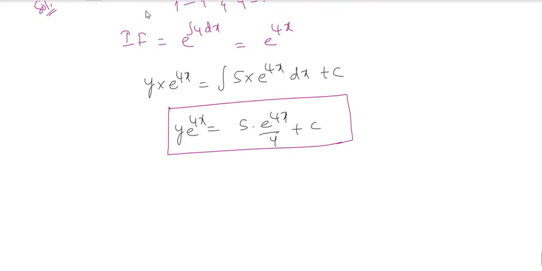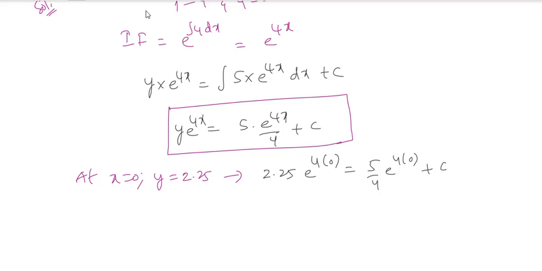And given the values, at x is equal to 0, the value of y is 2.25. Just substitute these simple values. So y value 2.25 into e to the power of 4 into 0, which is equal to 5 by 4 into e power 4 into 0 plus c. So e power 0 is 1. So 2.25 minus 5 by 4, you will have C value as 1. Simple thing, that's all. Right? Yes, C is 1.